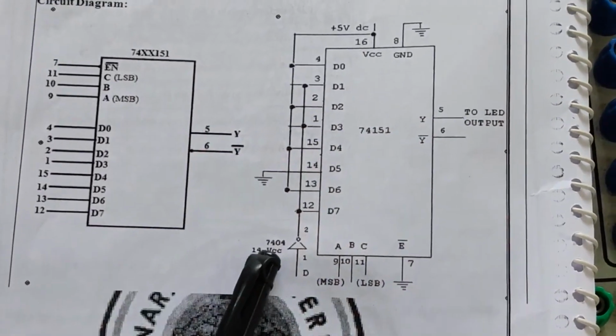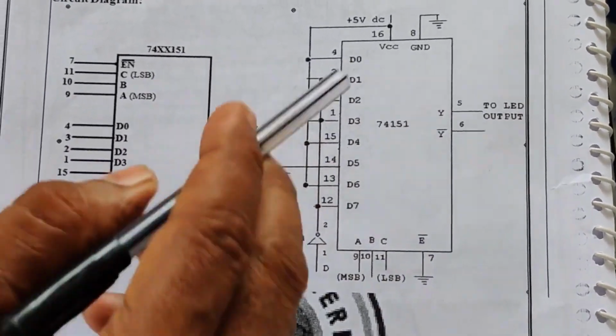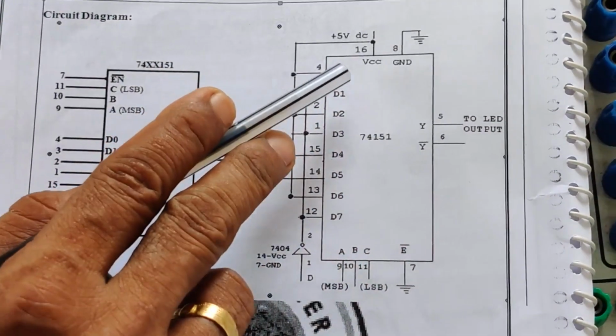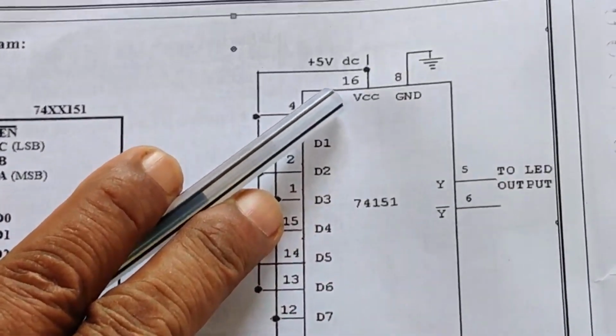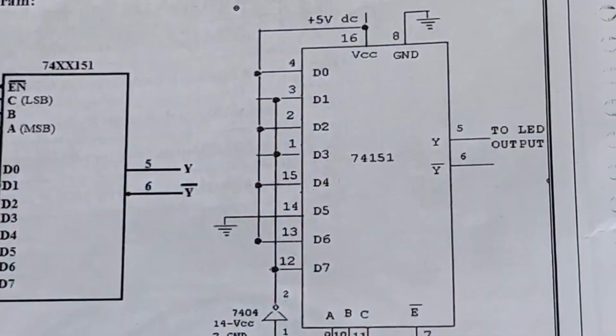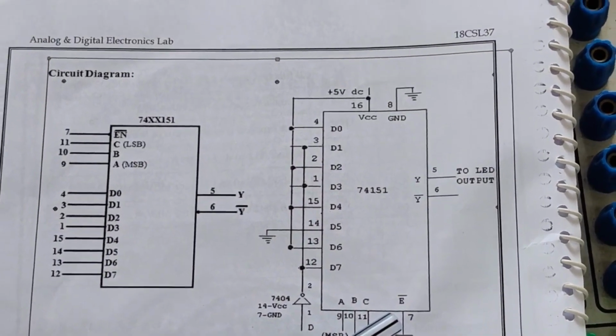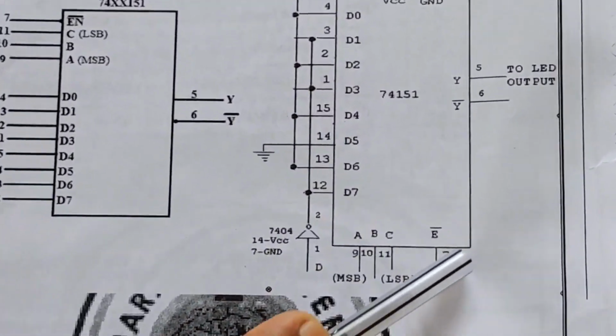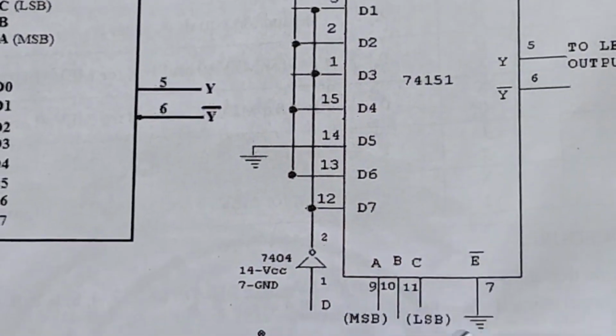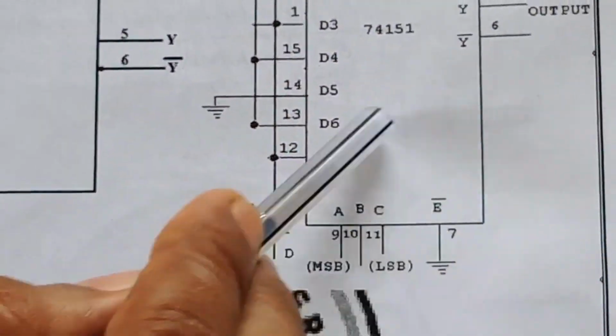Now this is the circuit diagram. We are using a 16 pin IC. Pin number 16 is VCC and pin number 8 is ground. Other than that we have one more pin called the strobe pin. You have to connect pin number 7 to ground. Only when pin number 7 is connected to ground will this IC be enabled.